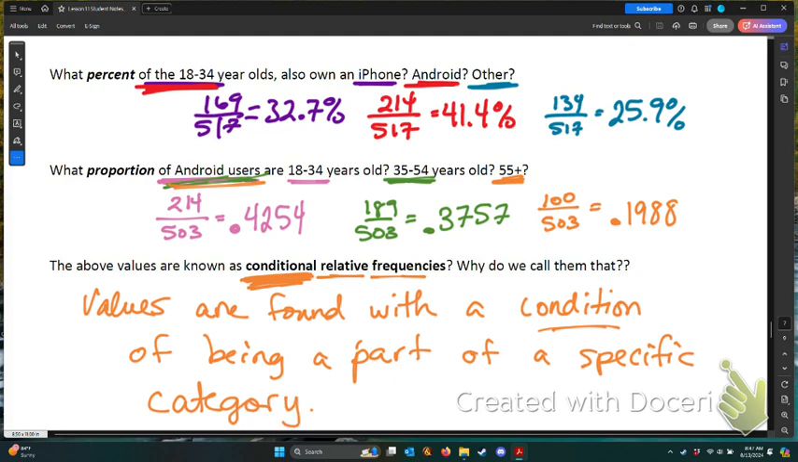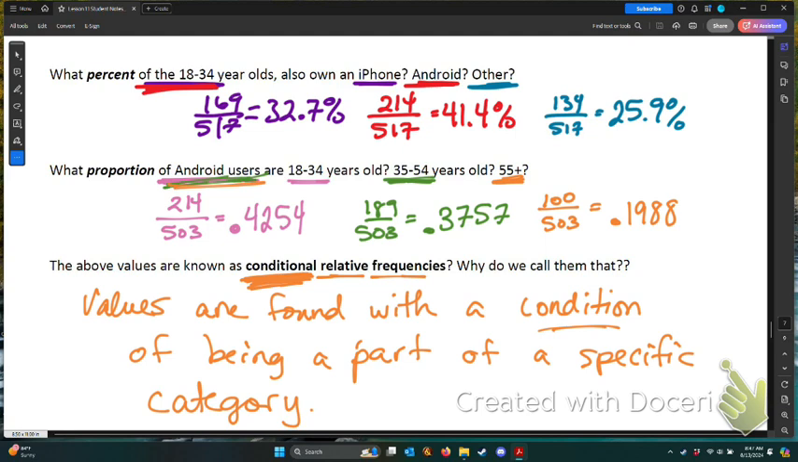And by the way, that specific category that is the condition, that specific category's total will be on the bottom of every one of the fractions. The condition here was 18 to 34-year-olds, and there were 517 18 to 34-year-olds. The condition here was Android users, and 503 was the Android user total. So whatever the condition is, that's going to be the total that's on the bottom for these. Does this make sense to you? All right, perfect. I want you to know that there are actually 4 other conditional relative frequencies that we could have found.